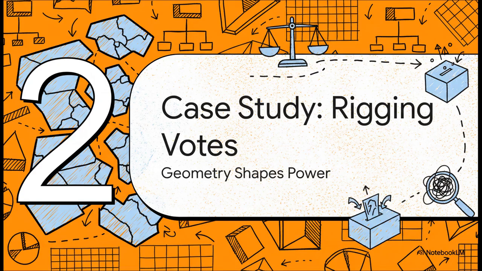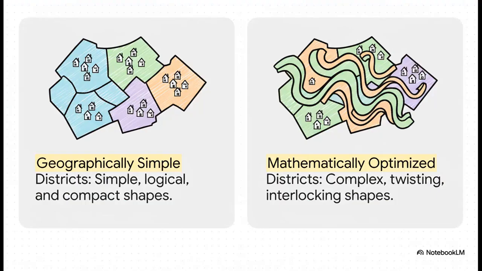And it is a big one. Rigging votes. But I'm not talking about the old school stuffing of ballot boxes. Nope. This is way more elegant, and it's all about how simple geometry can be used to engineer power. So take a look at this. On the left, you see what you'd expect. Simple, clean voting districts. Makes sense, right? But then you look at the right.